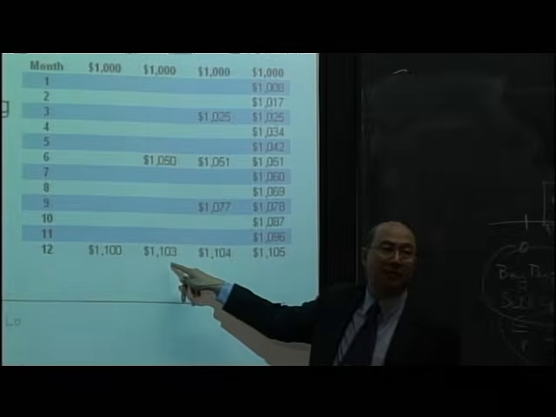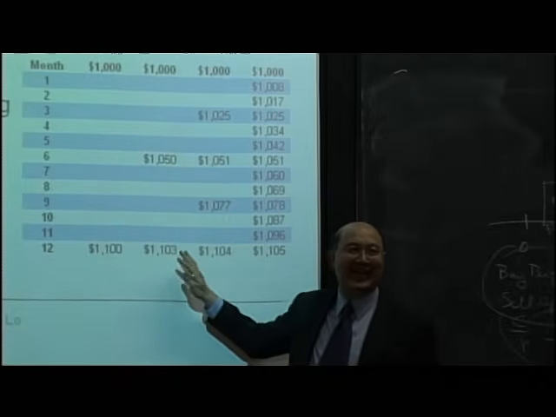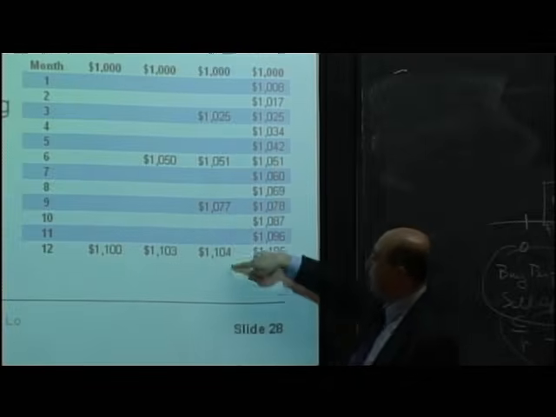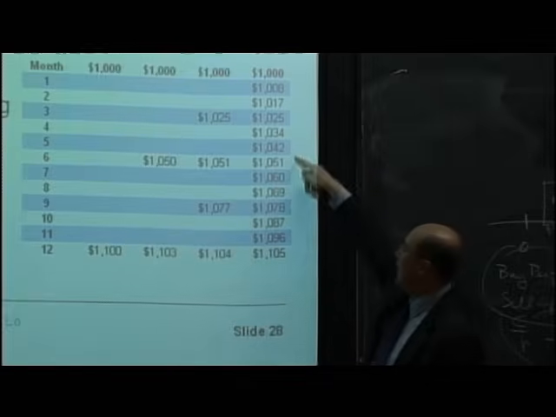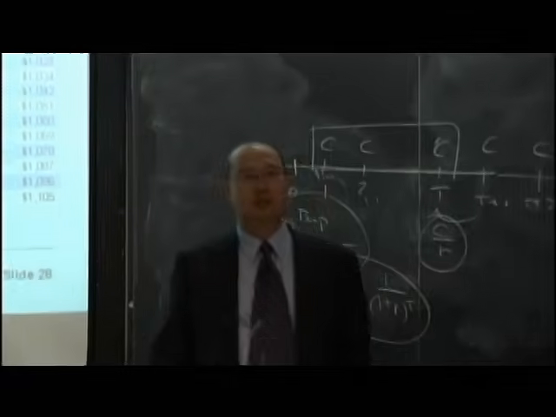Not much, $3. But if you think about this as billions of dollars, this starts adding up to be real money. Now, if you compound on a quarterly basis, it's $4. If you compound on a monthly basis, it's $5. That's actually starting to add up to something important, right? Yeah?